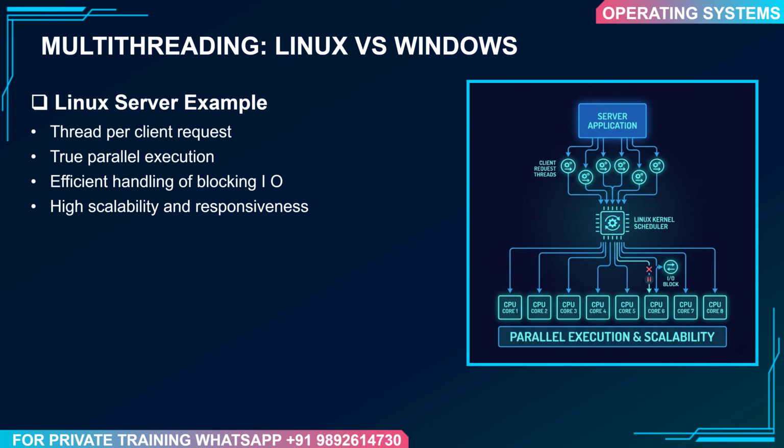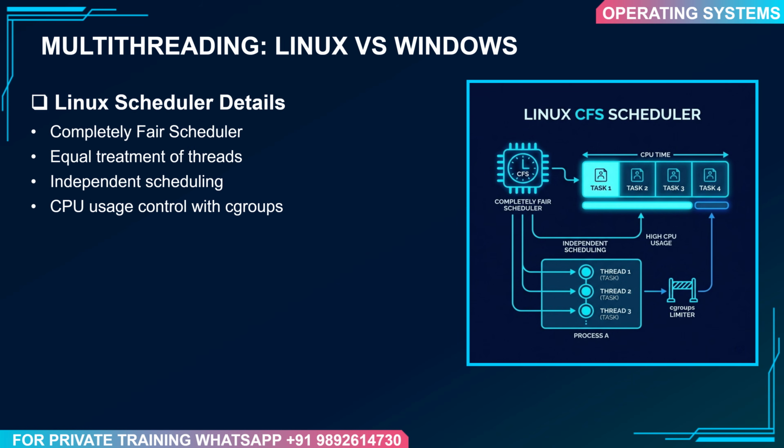Now think about a simple example. Suppose you are writing a server application on Linux that handles client requests. Each client request is handled by a separate thread. If your system has 8 CPU cores, Linux can run up to 8 of those threads truly in parallel. If one thread blocks on disk I/O or network I/O, the scheduler can simply run another thread. This leads to very good responsiveness and scalability, which is one reason Linux is so popular for servers and cloud systems.